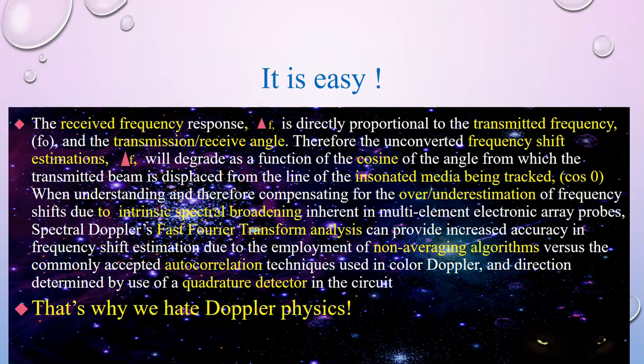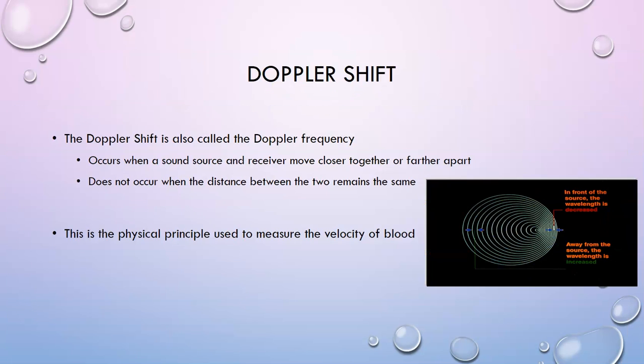Yeah, this is why we hate Doppler physics. It looks like a bunch of stuff that's difficult to understand, a foreign language, but if we go through this one step at a time, we're actually going to understand it quite easily. So let's start out with the Doppler shift. The Doppler shift is also called the Doppler frequency. This is the difference between the transmitted frequency and the received frequency.